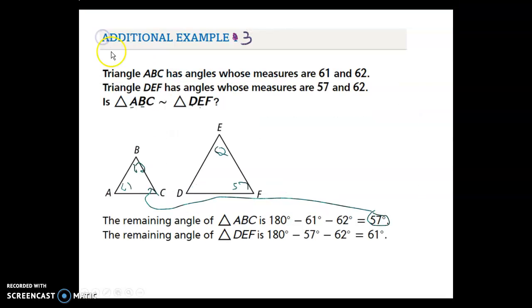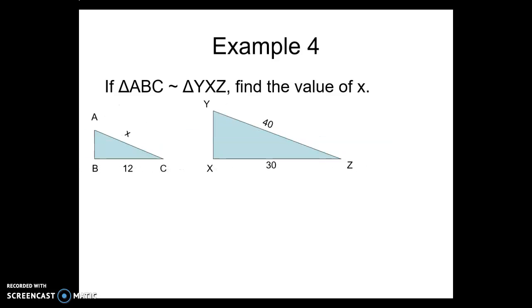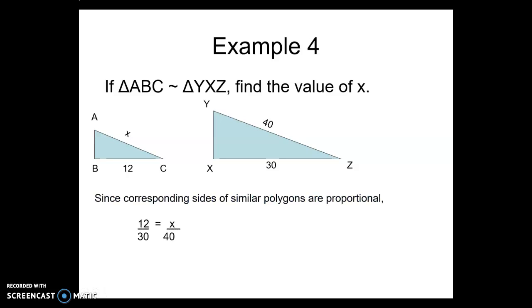Going back to full screen land. Here we go. If triangle ABC is similar to triangle XYZ, find the value of X. Okay, so this is where you have to realize the sides are proportional. The ratios of the sides are proportional. So if we take X and put it with its corresponding side over 40, we could write a proportion equal to 12 over 30.